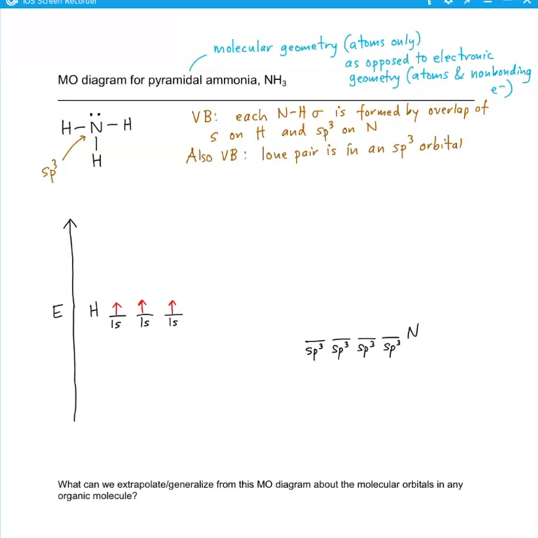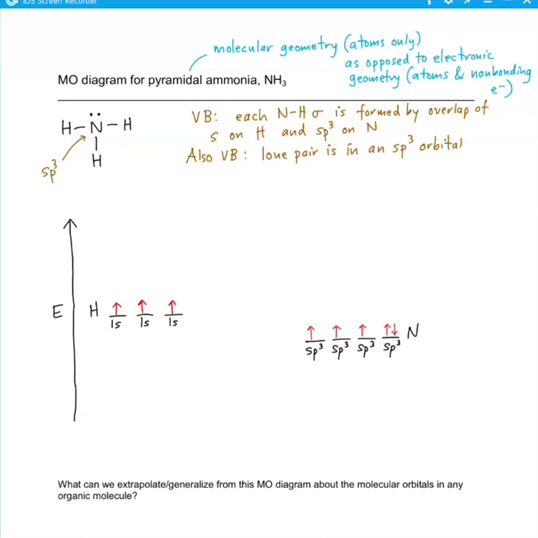Nitrogen has 5 valence electrons. So let's put 5 electrons into its valence shell, and I'm going to add the last one in over here in the sp3 orbital on the far right.